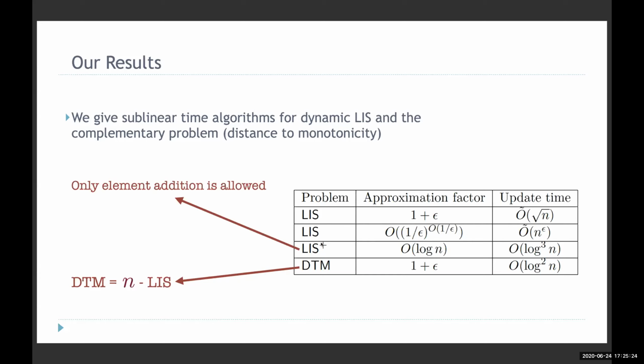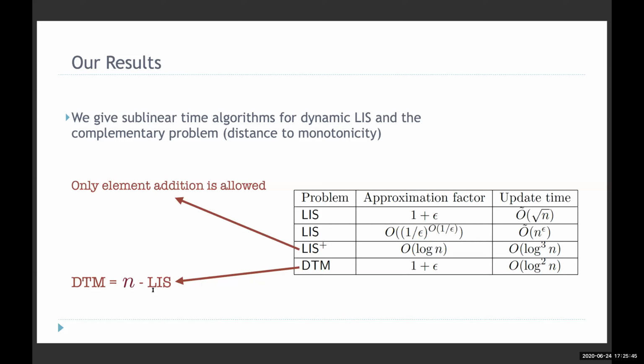For instance, if we only add elements to the problem, we don't remove anything, then we can get log n approximation times log n cubed. This is possible because when we only add elements, the solution only increases, it never decreases. And because of that, we can design a better algorithm.